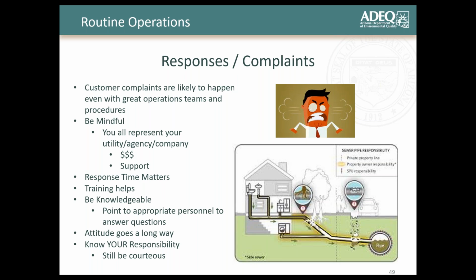Some utilities may be responsible for laterals, some aren't. You still have to be courteous and try to help out. The utility I worked for wasn't responsible for a lateral, but we may provide the service if they had a backup in their house and we knew something, like root intrusion on the lateral. We may still push cam their lateral and just try to help out as much as possible. Give them advice. No offense to any plumbers out listening.